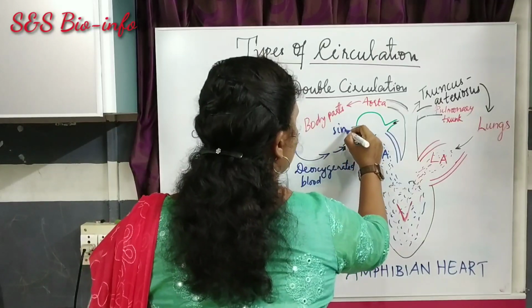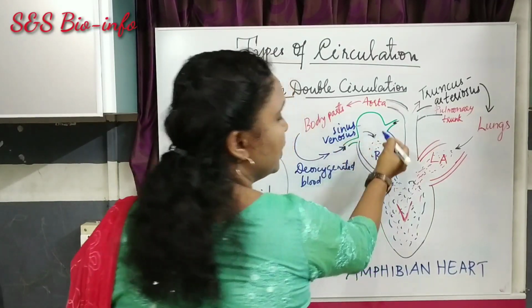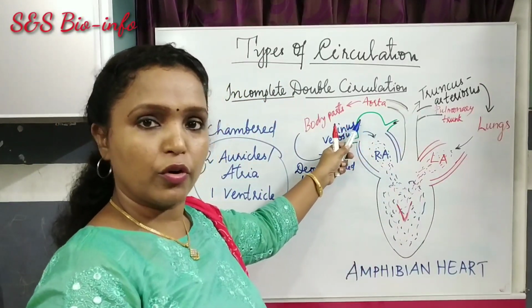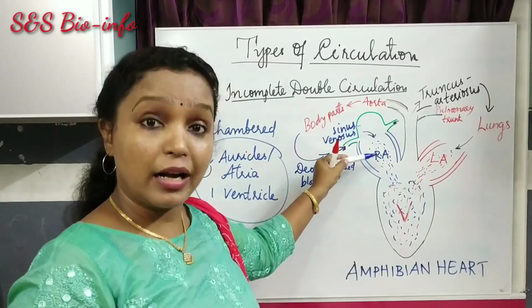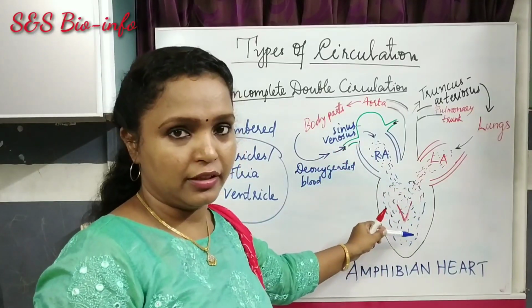This green part is the sinus venosus. This particular part is the accessory part, or organ, of this heart. It pumps that impure blood to the right atrium. From there, it goes to the ventricle.